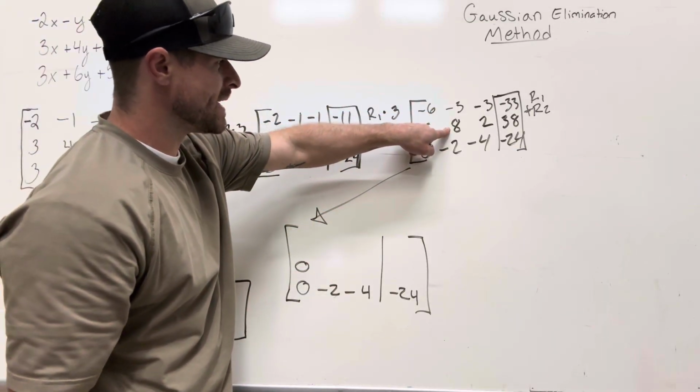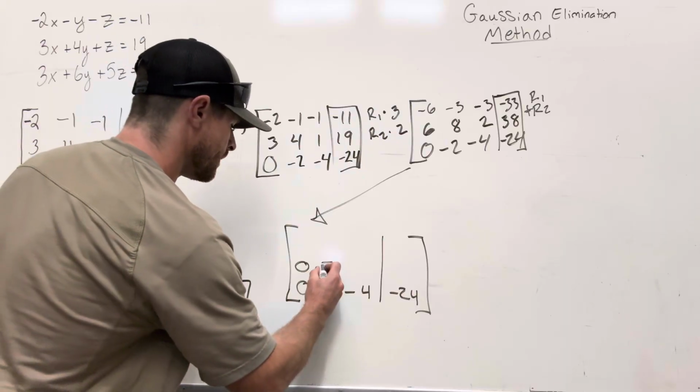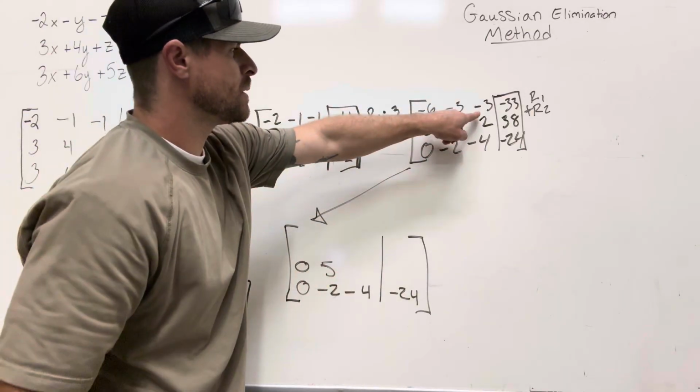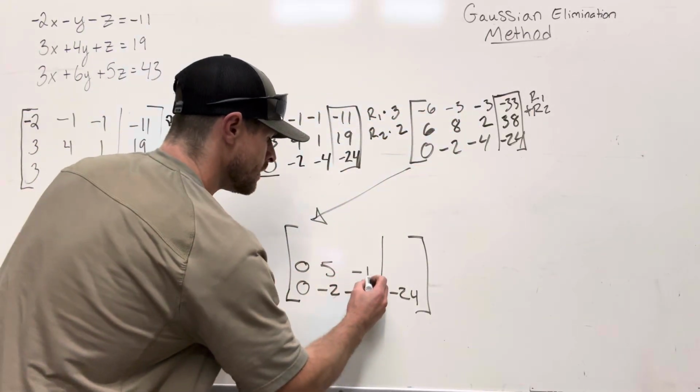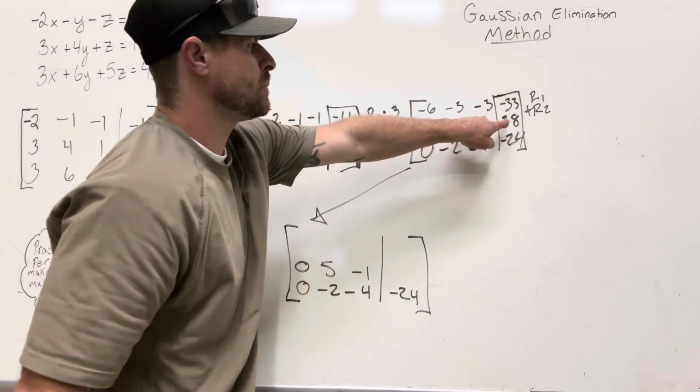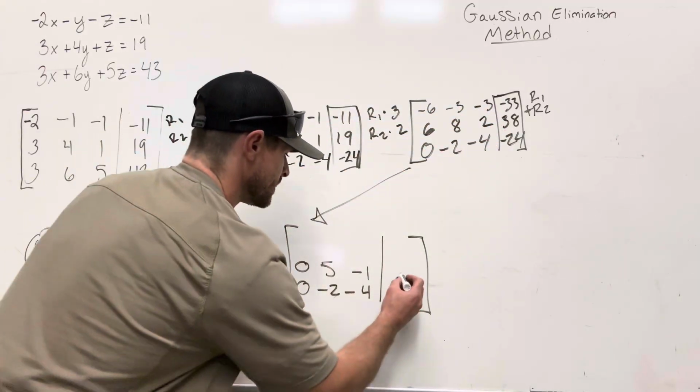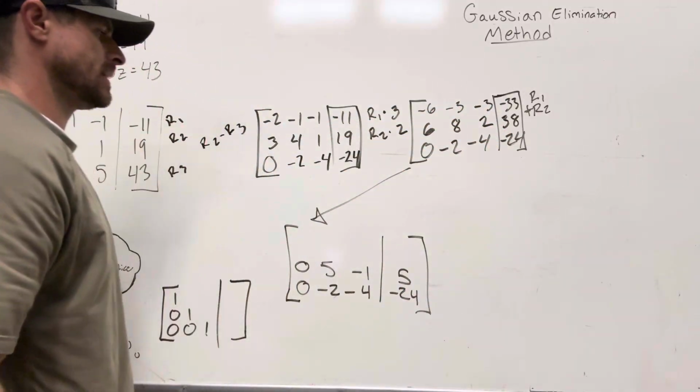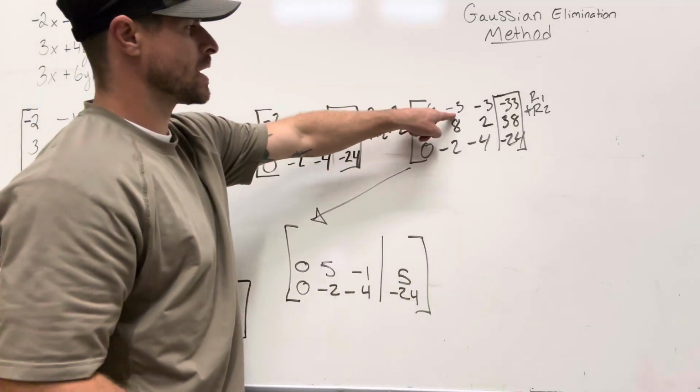Okay, -6 plus 6, 0. -3 plus 8, okay, that's 5. -3 plus 2 is -1. -33 plus 38, that's 5. Okay, now I take this top row, I copy it all down.